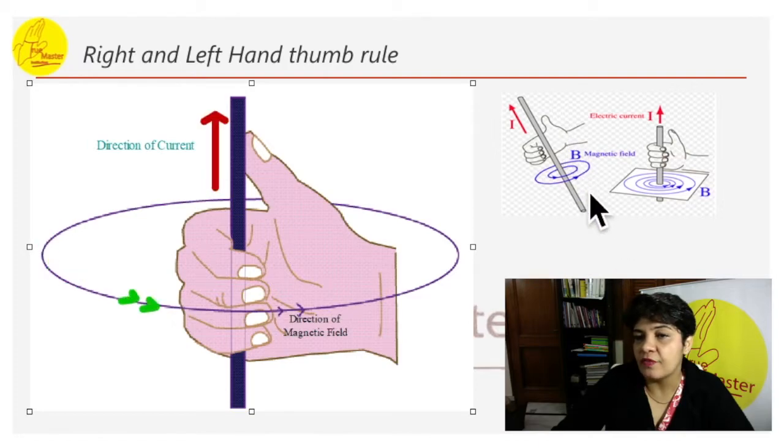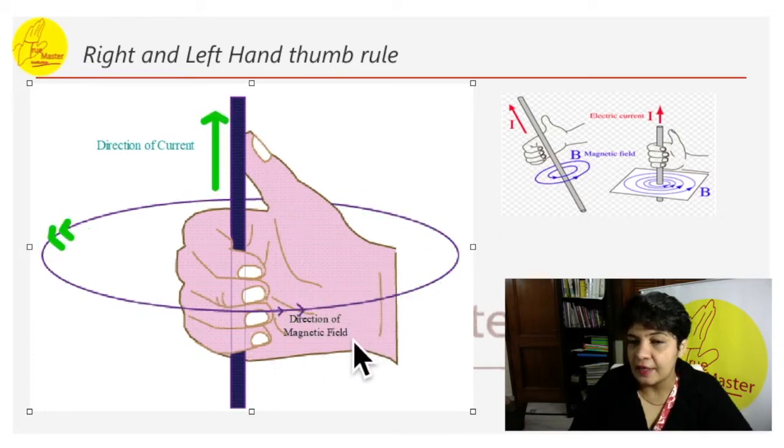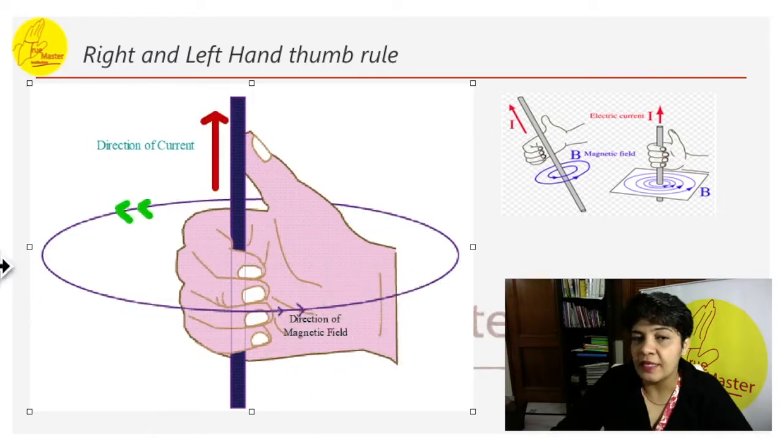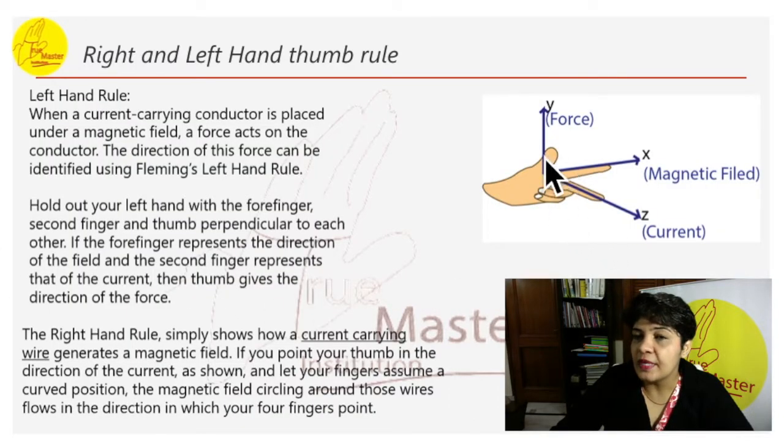Here also, if this is the current, this will be the direction of the magnetic field. I hope this is clear to you. So by the right hand, we can derive the direction of the magnetic field for a wire. If from the left hand, this will be the direction of the force.